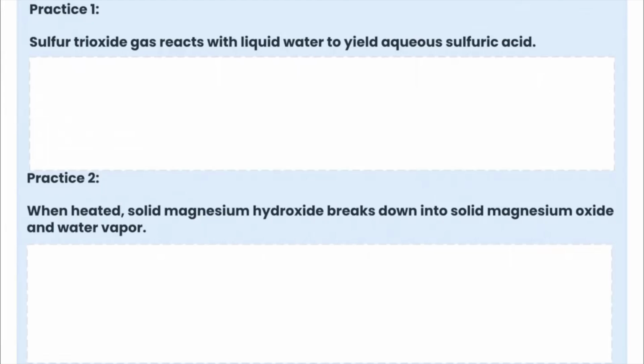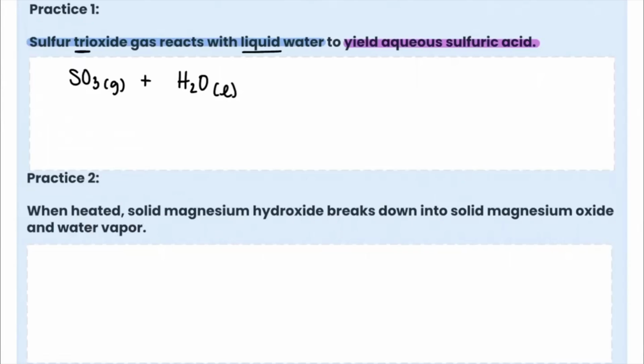So the first problem reads, sulfur trioxide gas reacts with liquid water to form aqueous sulfuric acid. Let's start by writing the formula. Sulfur trioxide is a covalent compound, so we write SO3, the 3 telling me that I have 3 oxygens present, hence the prefix tri. And it's a gas. Water is H2O, and it exists as a liquid in this case.